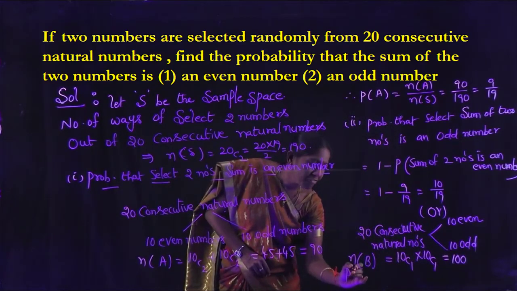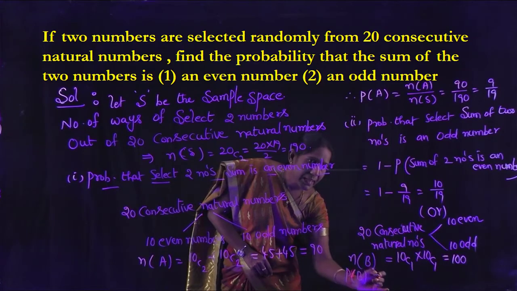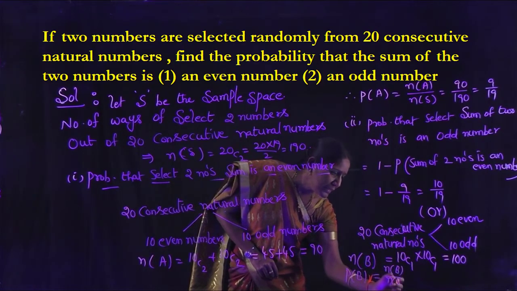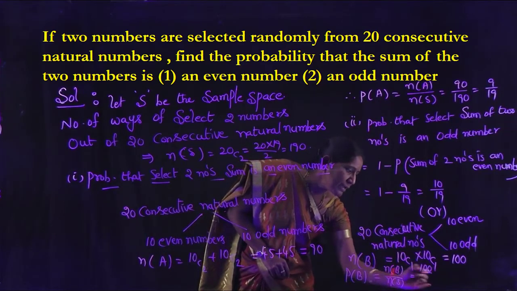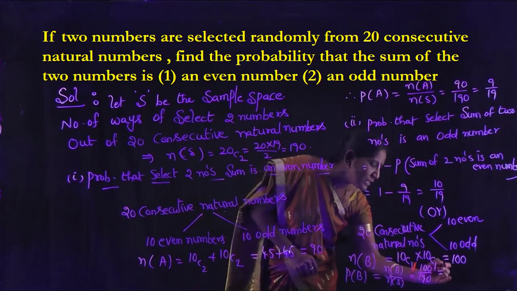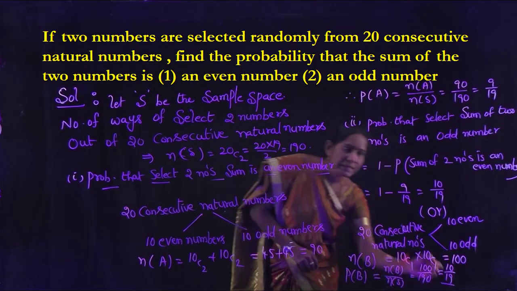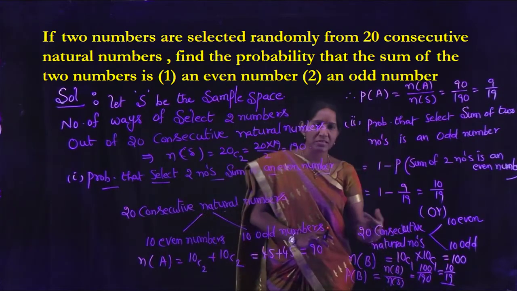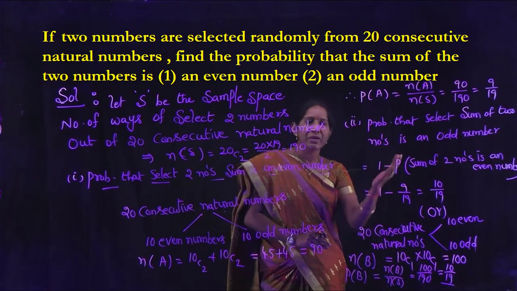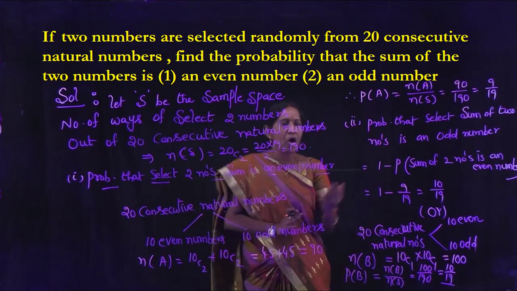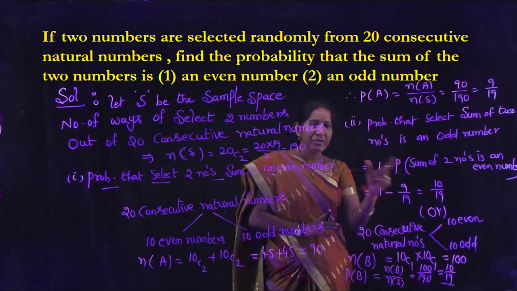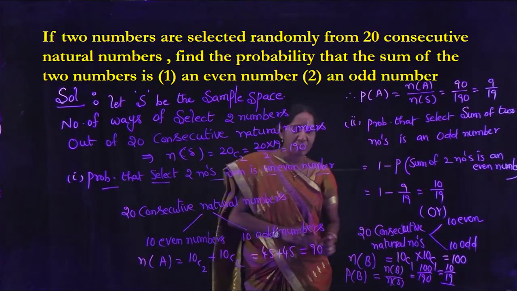Therefore, P of B equals n of B by n of S, which is 100 by 190. Therefore, this is 10 by 19. So we can use either this process or the other process. If the problem is given individually, asking for the probability that the sum of two numbers is odd, then we can follow this process.